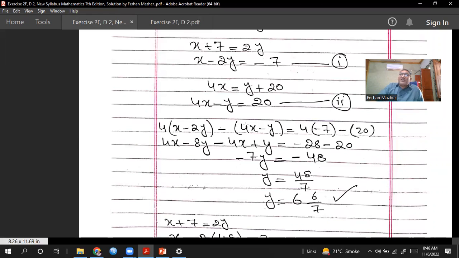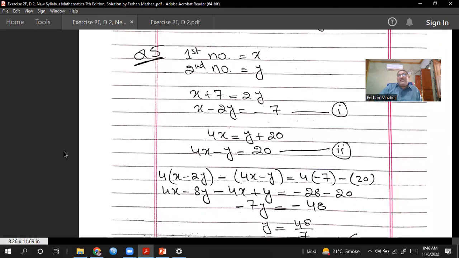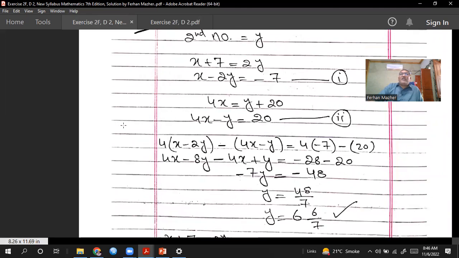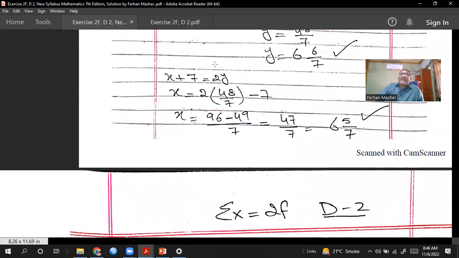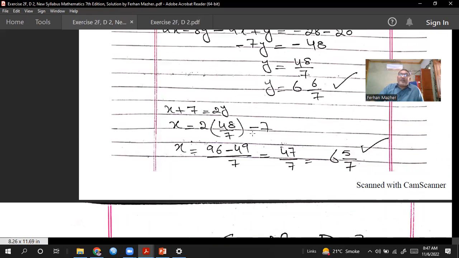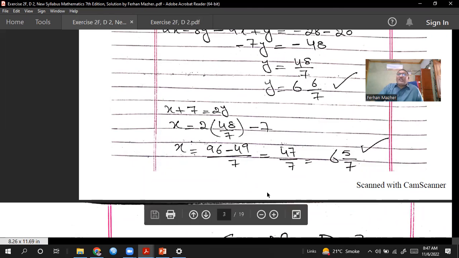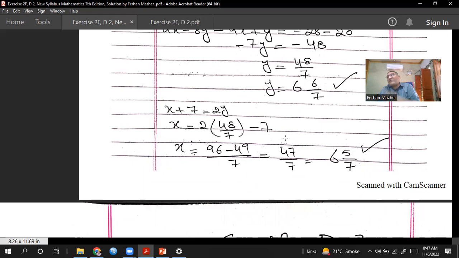Now I will take the first equation, which is x plus 7 equals, sorry, x minus 2y equals minus 7. So I will take x plus 7 equals 2y, x is equal to 2, and in the place of y, I will put 48 by 7, minus 7. So I will take the LCM, so it will be over 7. It will be 96 minus 49. So 96 minus 49 is 47 divided by 7. So it will be 6 whole 5 by 7. If you divide 47 by 7, you get 6 whole 5 by 7. So the two numbers are these.